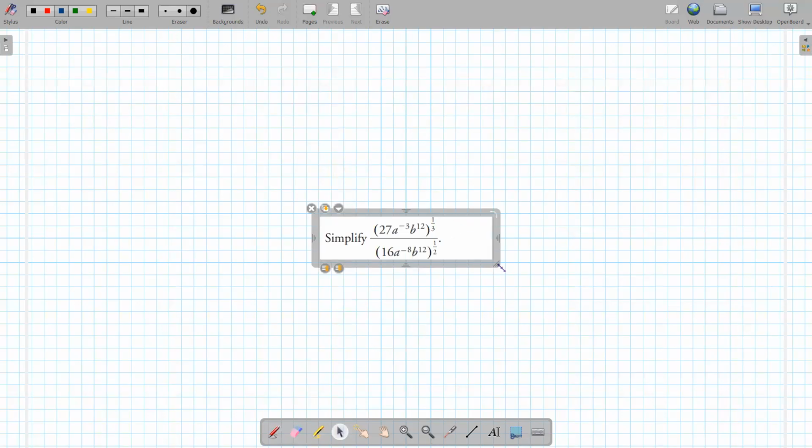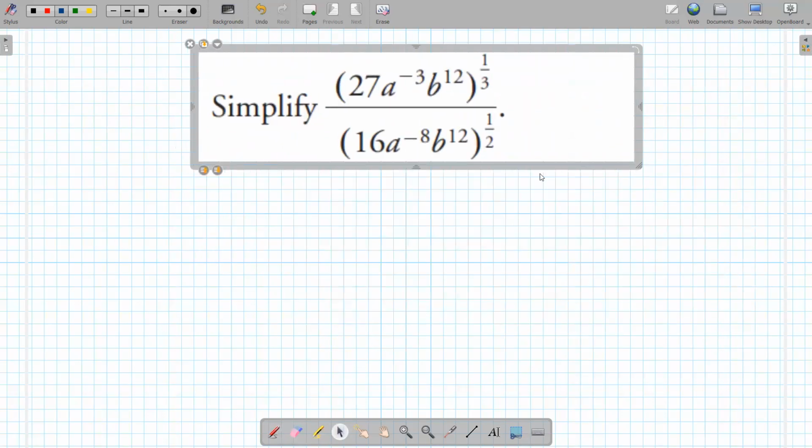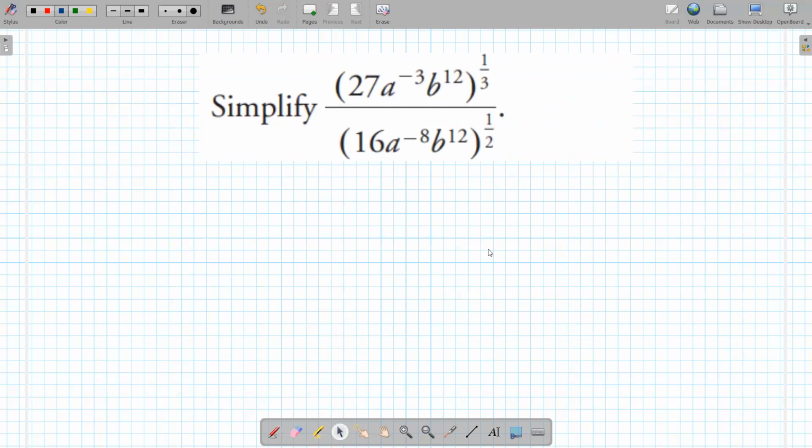What about rational exponents? Here. What do we get on the numerator? Same kind of idea. You cube root it. Okay, so it was a cube root. What do you get on the numerator?